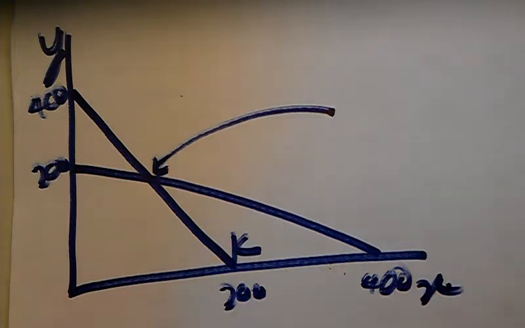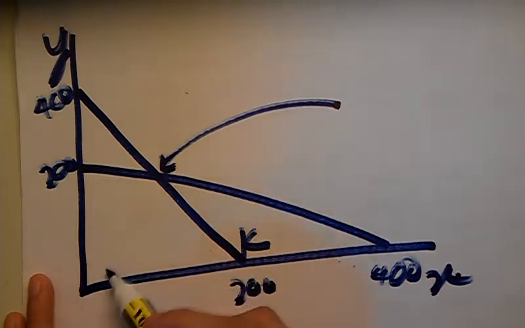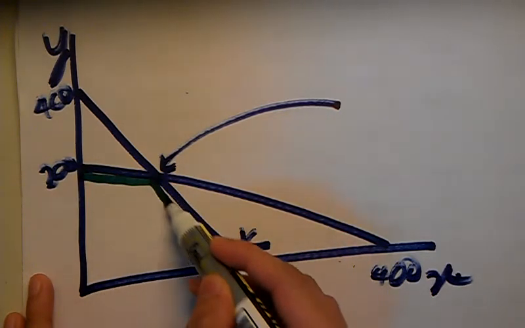The next thing will be to identify your PPF. Obviously the PPF is always the constraints that are nearest to the origin. So it's this portion over here.